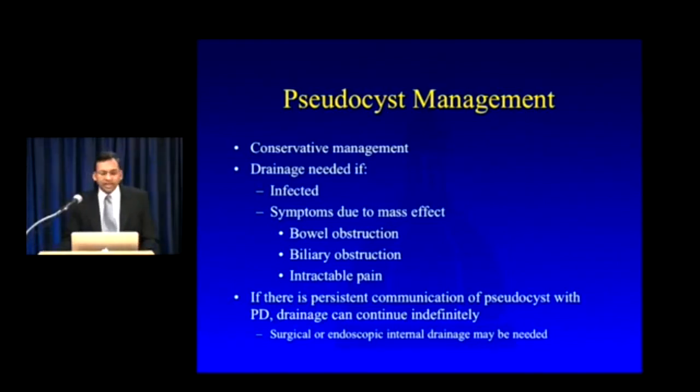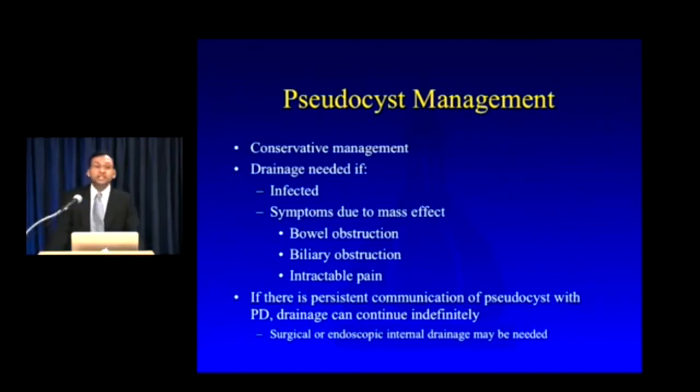Now, in those cases where you do think potentially that you need to put a drainage catheter into it because of symptoms, be very careful about putting a catheter in, especially when the pseudocyst is adjacent to the pancreas, because many of these will still communicate with the pancreatic duct. And if you put a percutaneous drain into one of these collections that still communicates with the duct, that drain is never going to come out.